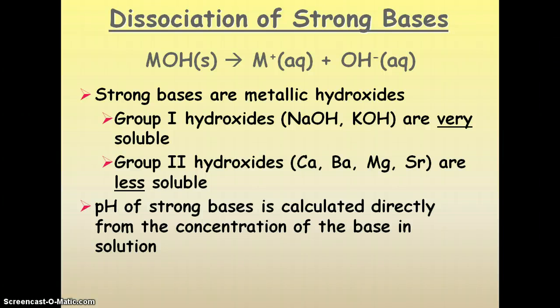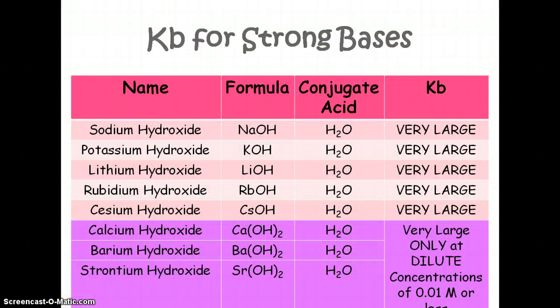First group will always have the metal in that group plus the hydroxide, and they are very soluble in water, so very strong. Group 2, the second column of the periodic table, are less soluble in water, so they're not always considered strong bases, but when they are, the pH of a strong base is going to be calculated directly from the concentration of the base in solution. All right, so here's a little chart that summarizes it.